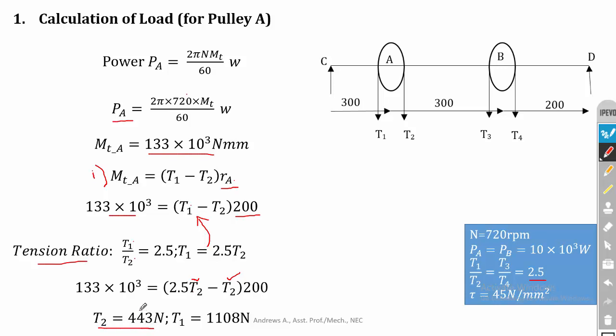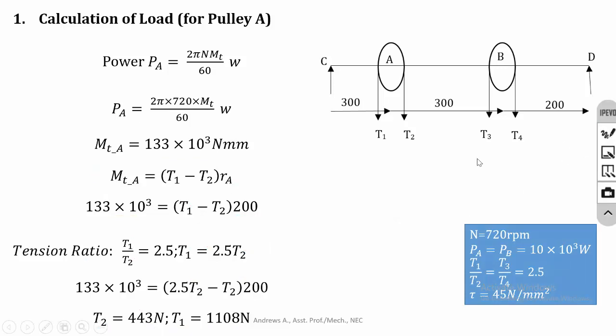Now you can substitute the T2 value in this ratio and you can calculate the value of T1, that is T1 is equal to 2.5 times of T2. So the T1 is equal to 1108 Newton. So this is the load acting at pulley A. And in the problem, the weight of the pulley is not given, so you can neglect the W value since the weight of the pulley is not given.